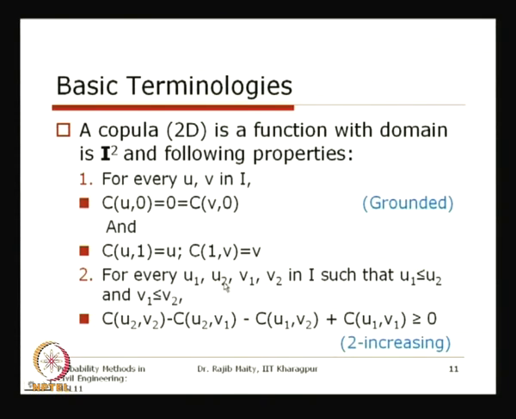For every u1, u2, v1, v2 in I, such that u1 is less than or equal to u2 and v1 is less than or equal to v2, the copula function at (u2, v2) minus the value at (u2, v1) minus the value at (u1, v2) plus the value at (u1, v1) should be greater than or equal to 0. This ensures that the copula function is 2-increasing, and this full statement is nothing but the H-volume.